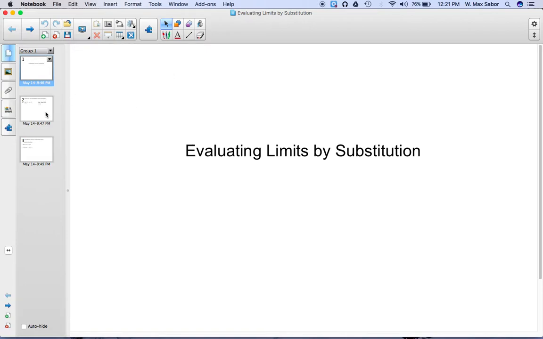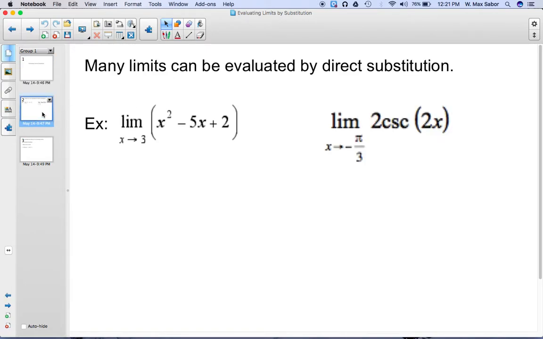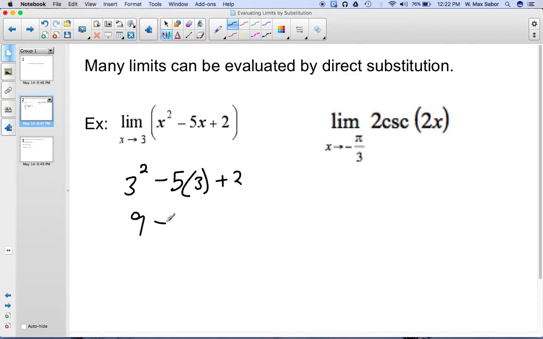Evaluating limits by substitution. A lot of limits can be evaluated by direct substitution because, as you saw, if a function is continuous, as x approaches 3, that just means this will get closer to 3 squared, this will get closer to negative 5 times 3, and this will stay as 2. So in this case, it would be the same thing as this. So 9 minus 15 plus 2, negative 6 plus 2 is negative 4.